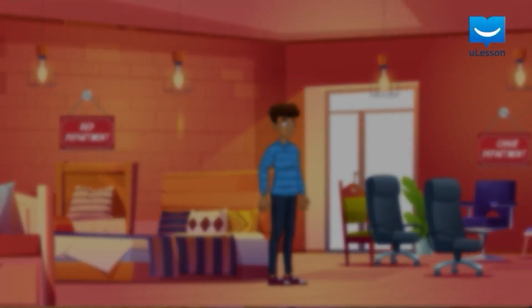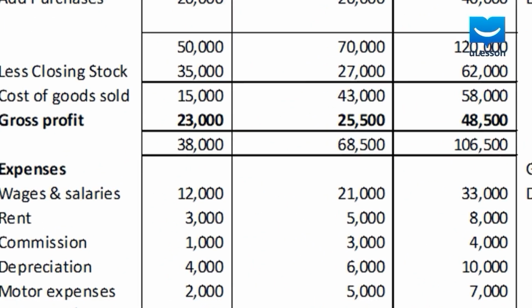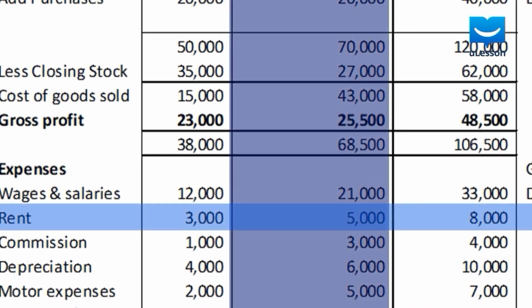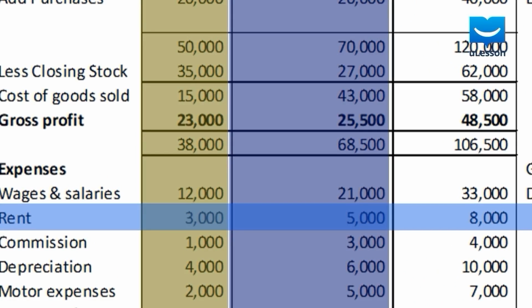For instance, Sheyi cannot pay the rent for the chair department separately from that of the bed department. This is because both are being sold from the same shop. Thus, Sheyi needs a way to share the cost of the rent and other expenses among the departments.